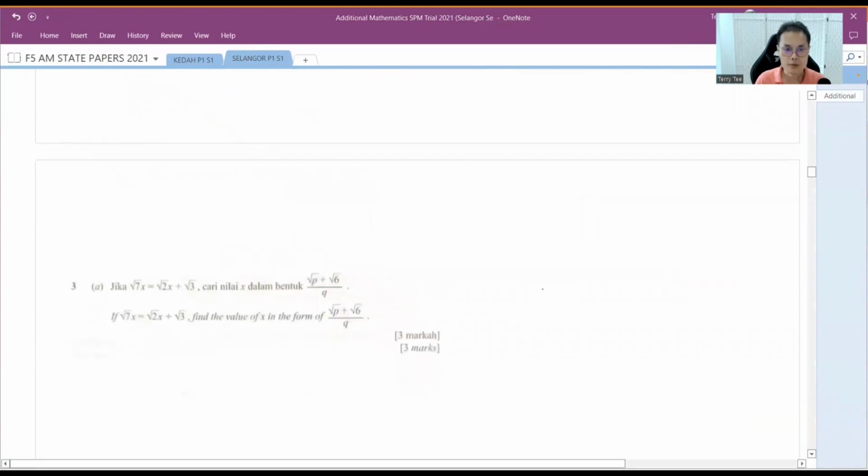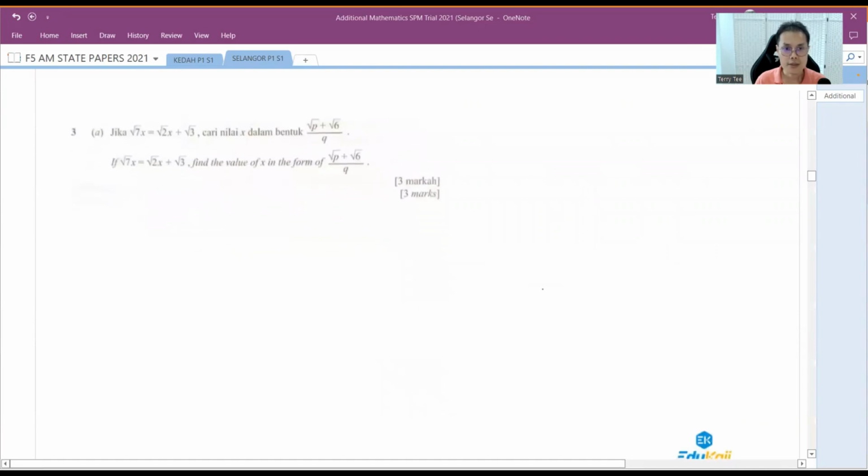Okay, let's move on to question 3. This is indices and logarithm. The first part is indices. We're supposed to solve for x and give your answer in this form. So number 1, we have x on the left and on the right. We're going to bring this to the left-hand side.